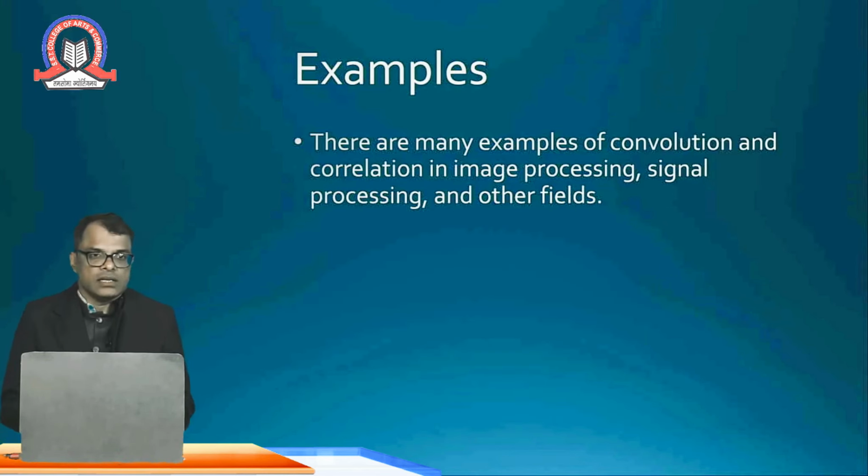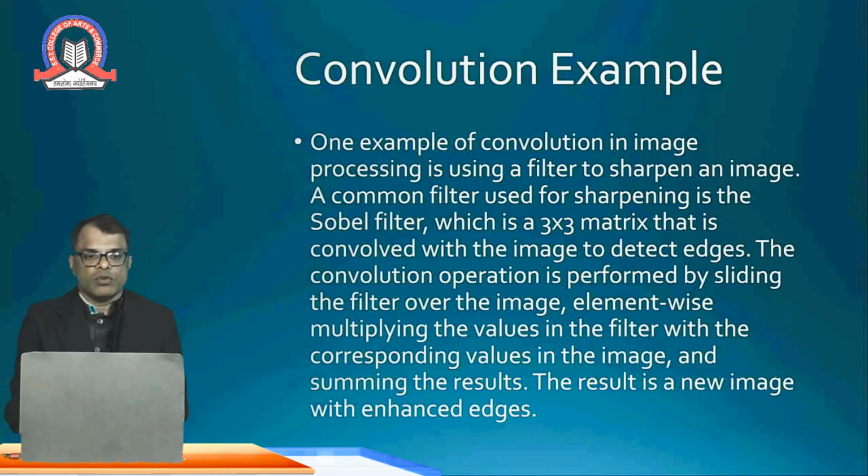For understanding convolution and correlation in a better way, I have some examples that I will share with you. There are many examples of convolution and correlation in image processing, signal processing, and other fields. Convolution example. One example of convolution in image processing is using a filter to sharpen an image. So if you want to sharpen an image, you can use a convolution.